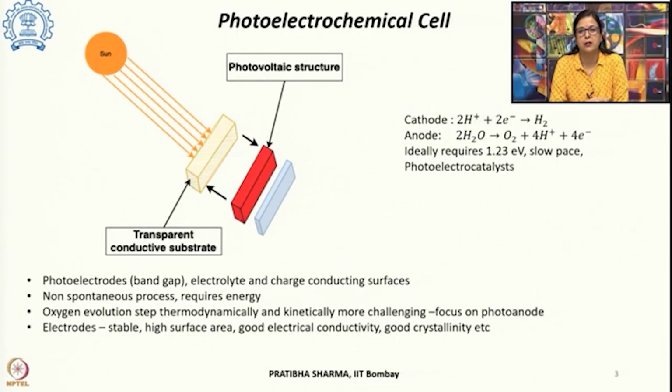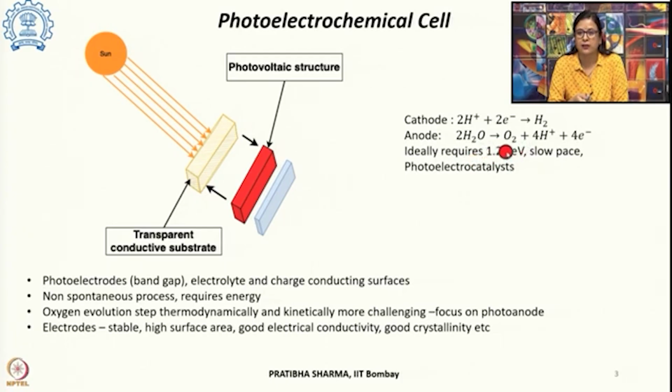Like electrolysis, this is again water splitting, so it is a non-spontaneous process and it requires energy for the water to split into its constituents, hydrogen and oxygen, and that required energy can come from the sun. There are semiconductor materials which can absorb sunlight, producing electron-hole pairs, and the electron can go through the external circuit, reducing H plus ions into hydrogen. The holes go to the anode side, where water gets oxidized into oxygen, releasing oxygen on the anode side.